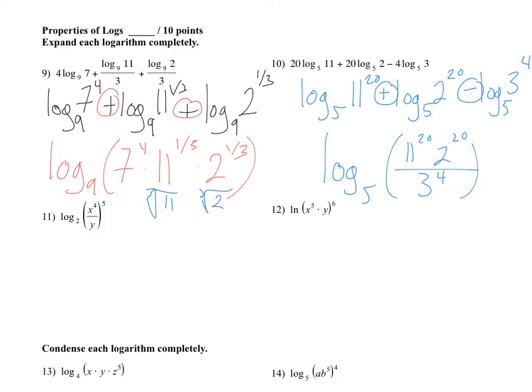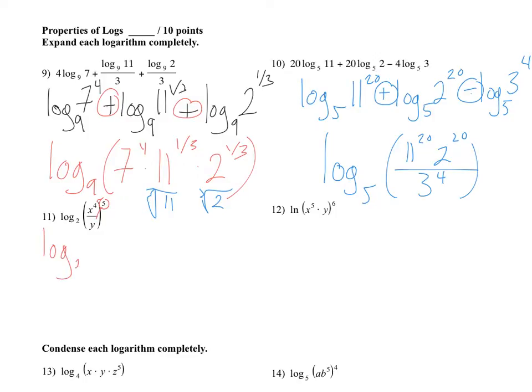For number 11, this is going to be expanding. The first two were condensing. Again, the instructions got a little bit messed up in doing this. I'm going to deal with that exponent on the outside first. First thing I might do is put that on each of the inside ones. That might be the easiest way.